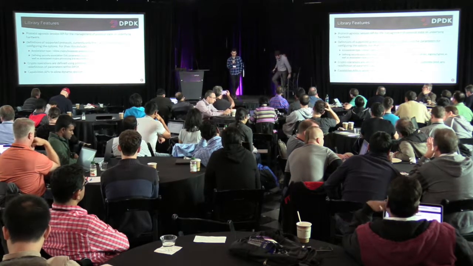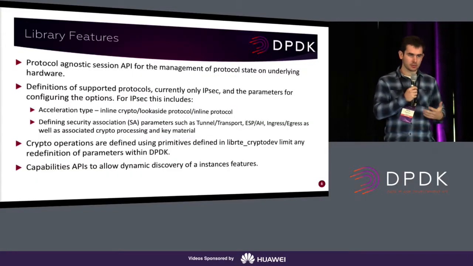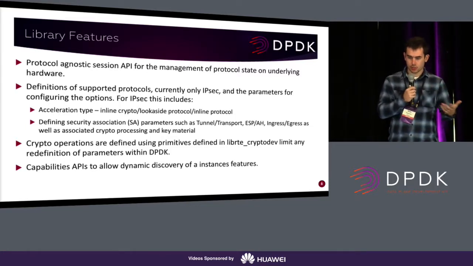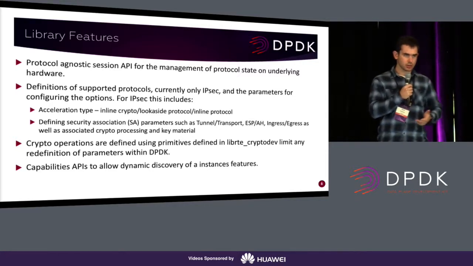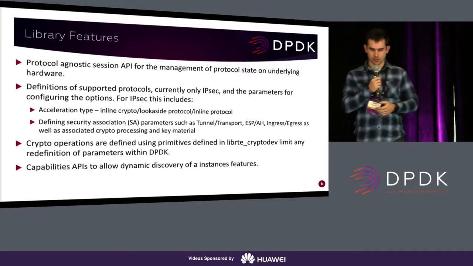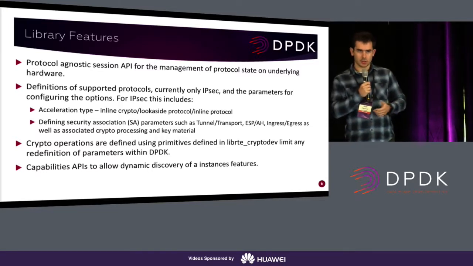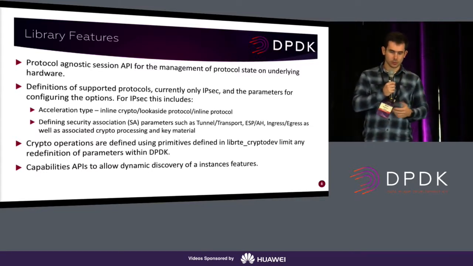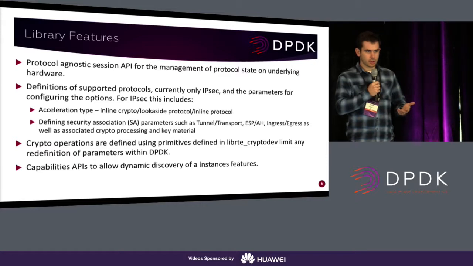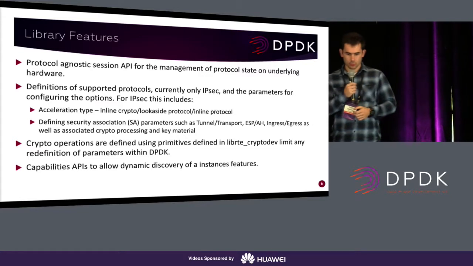Thanks, Declan. Continuing the presentation about the library, the API that we suggested, RT security, is protocol agnostic. It creates a session, and then it provides an API to manage that session, to update it and delete it, and query statistics, capabilities, etc. The definition supports many different protocols. We started with IPsec as the first implementation, but we intend to provide others in the future. Currently, it includes the acceleration type, which, as Declan mentioned, is either inline crypto, lookaside, or inline protocol.